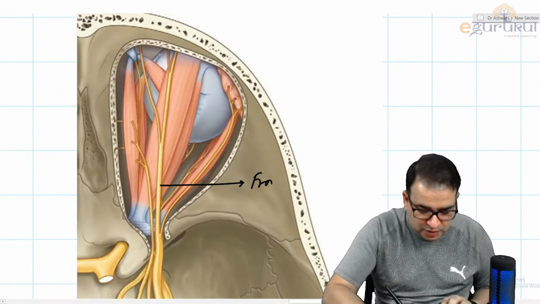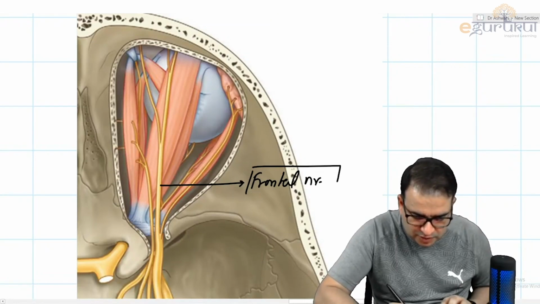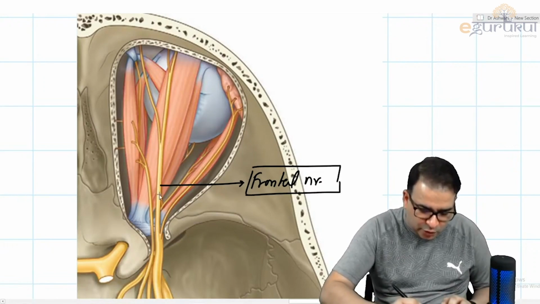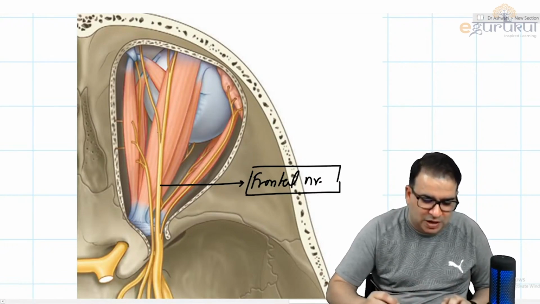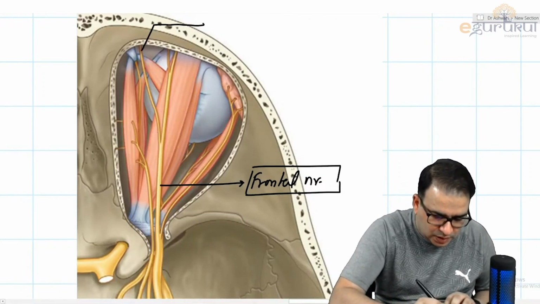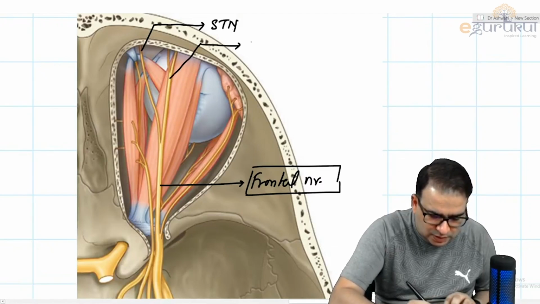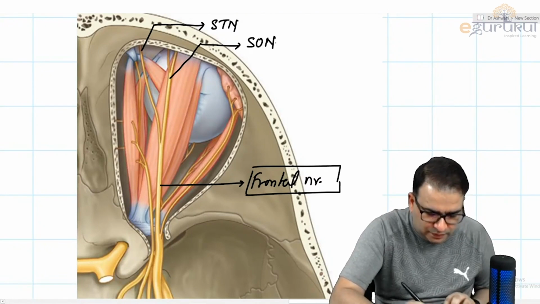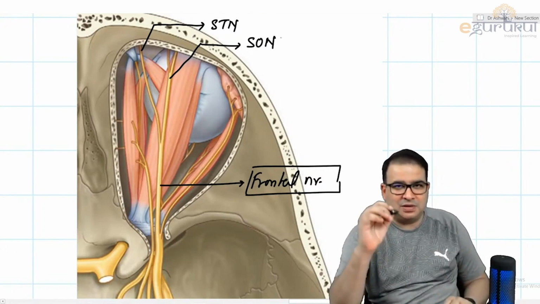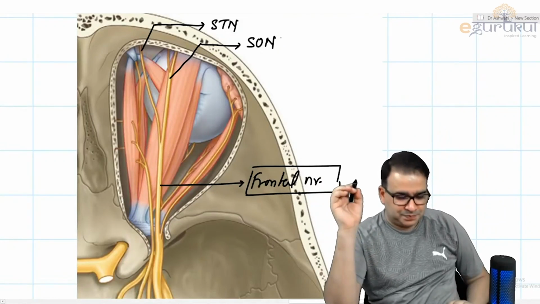We did not discuss the frontal nerve because for the frontal nerve we have to remove the muscle. That's the frontal nerve. And we already know the frontal nerve goes in front and divides into which two branches? The supratrochlear and supraorbital. Look at this. This one here is the supratrochlear nerve, and this one here is the supraorbital nerve. The medial one is supratrochlear, the lateral one is supraorbital. The thicker one is supraorbital, which is going all the way.